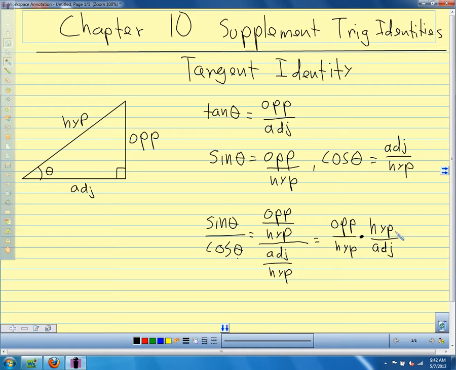Well, now I have the hypotenuse, whatever that is, it's just a number, divided by the hypotenuse. What's any number divided by itself? 1. So if I divide something by itself, I get 1. These cancel. And I can rewrite that fraction as opposite over adjacent.